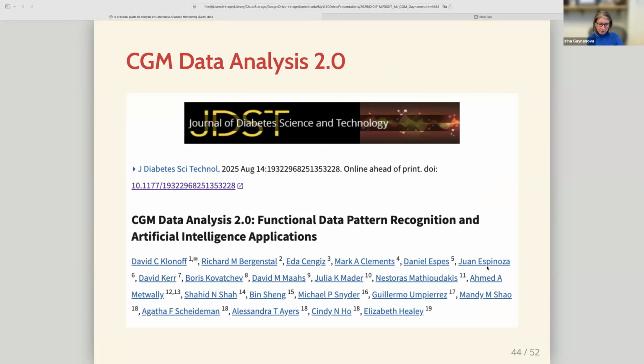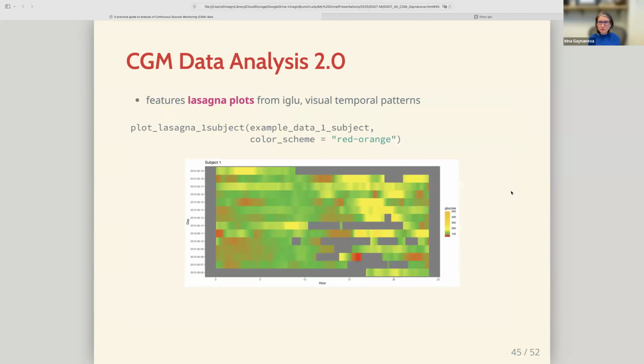All right, and I think I have 5 minutes, perfect. So I've talked a lot about the metrics, and now I'm going to highlight what is called CGM Data Analysis 2.0. This is an opinion piece that just came out with a lot of people that some of you can probably recognize. Basically, this is the field thinking about what is happening next and where we are going beyond the metrics. I'm going to highlight some of the things here.